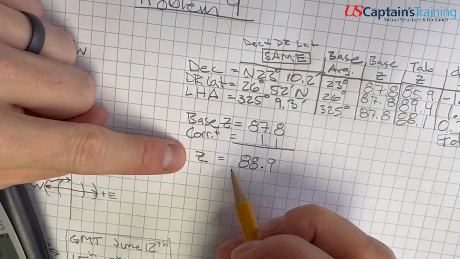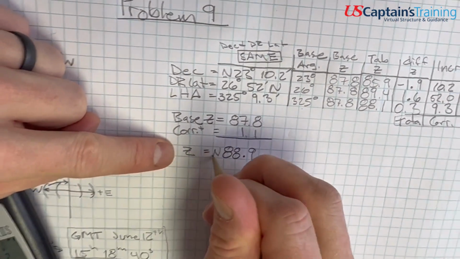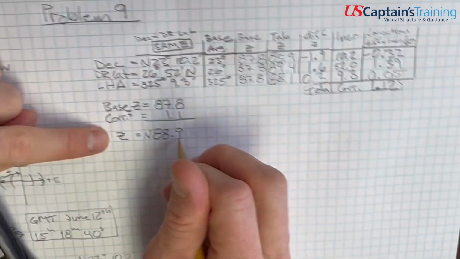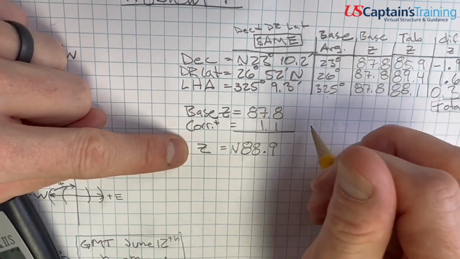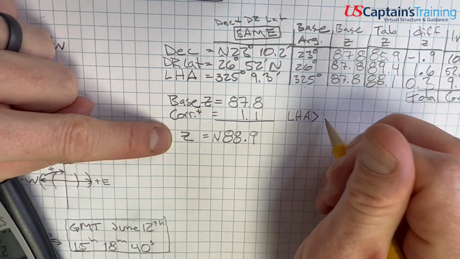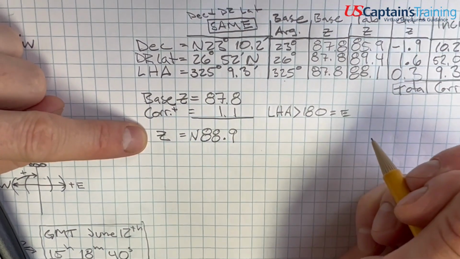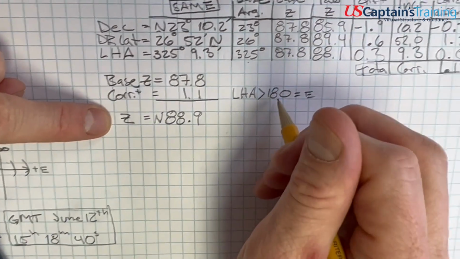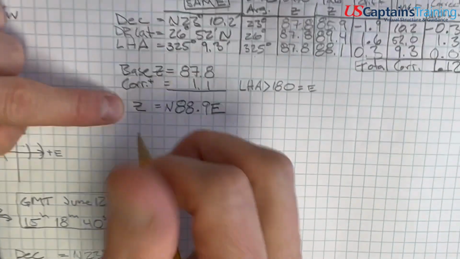And now we need to name it. Is it north or south up here? We go by the DRLAT. It's north. So north, 88.9. Now is it east or west? And we figure that out with our LHA. So our LHA is greater than 180, which means it's east. If it were less than 180, it'd be west. In this case, it is east.